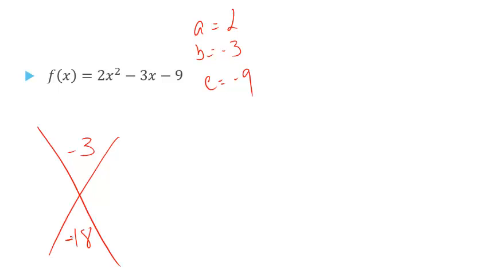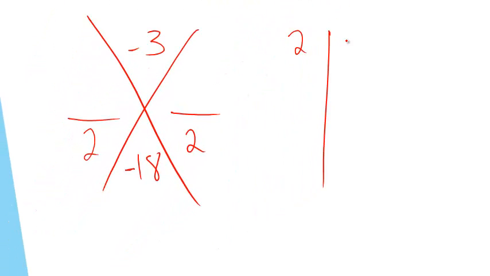Okay, so our factors of negative 18 are, don't forget that our factors are divided by 2. So our factors would be, let's say, 2 and negative 9, negative 2 and 9. Now do those when added together equal negative 3? No. So let's try 6 and negative 3 and negative 6 and 3. Do those when added together equal negative 3?